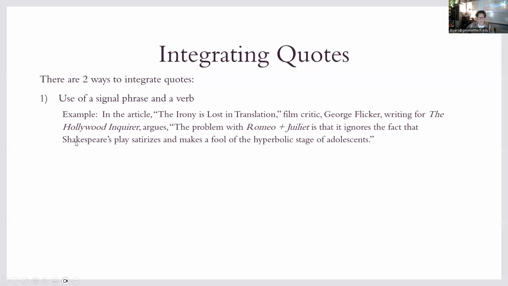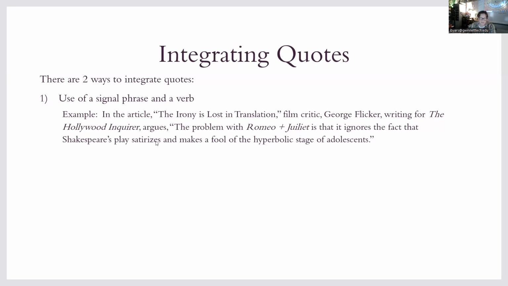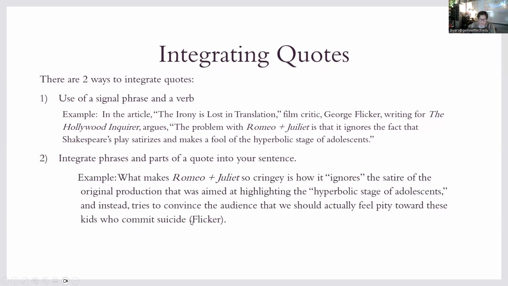Okay, so in this sentence, we have the title of an article, so it's in quotation marks. And then we have a speaker, and then we have where it was published, the Hollywood Inquirer. And then we have a verb, okay? Argues. So we have this verb here, argues, comma, capital letter. Or you can integrate phrases and parts of a quote into your sentence. So we could also do this.